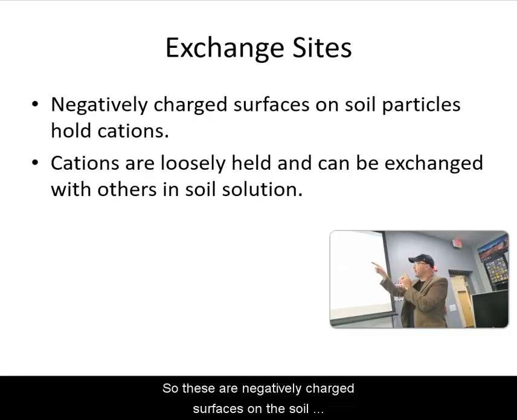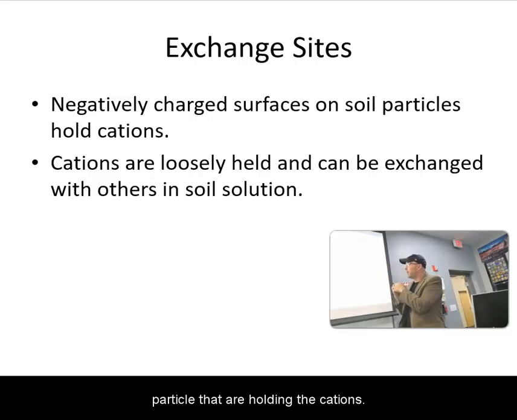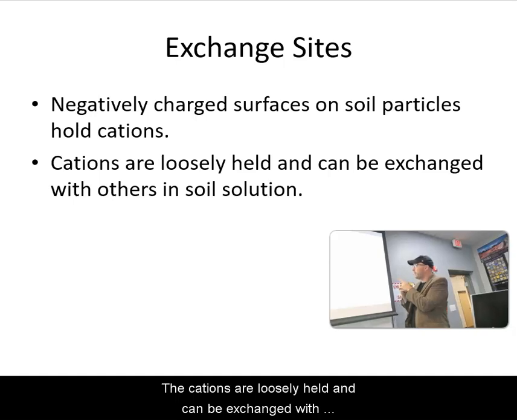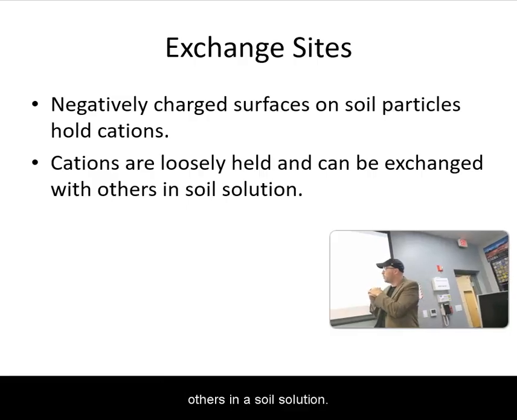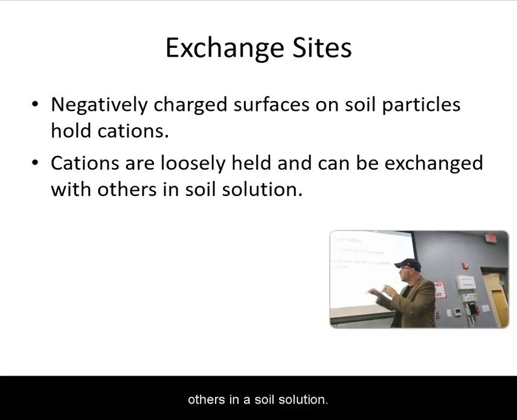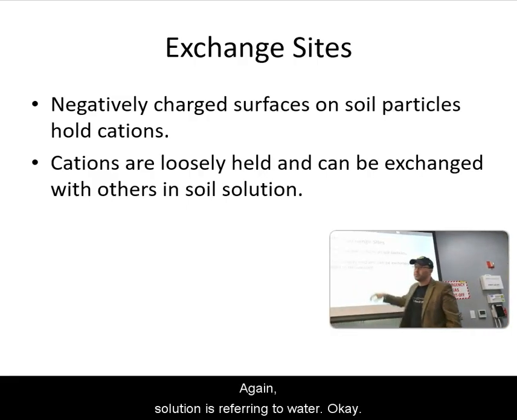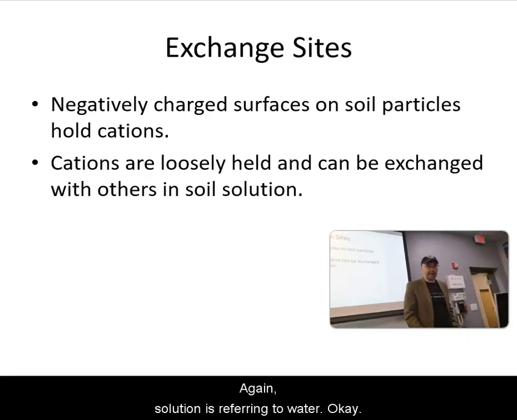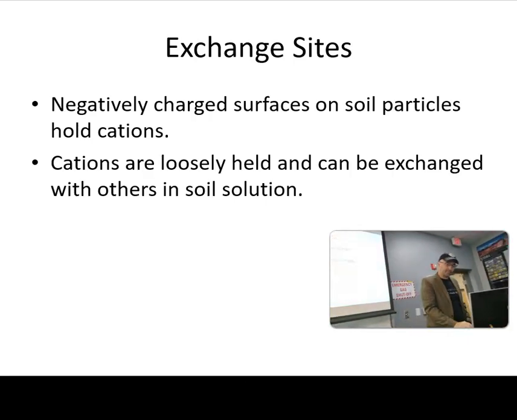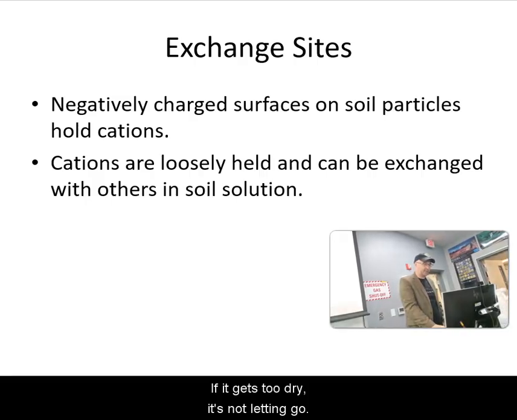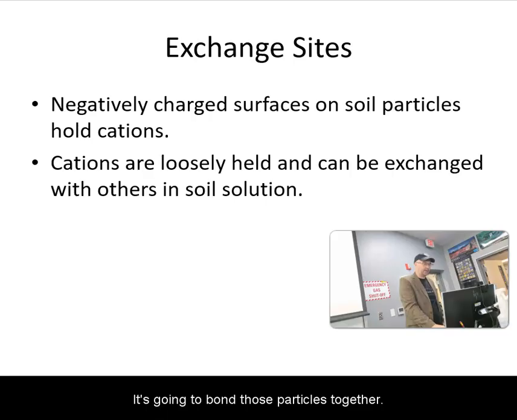So these are negatively charged surfaces on the soil particle that are holding the cations. The cations are loosely held and can be exchanged with others in a soil solution. Again, solution is referring to water. Okay, that makes it way easier. If it gets too dry, it's not letting go. It's going to bond those particles together.